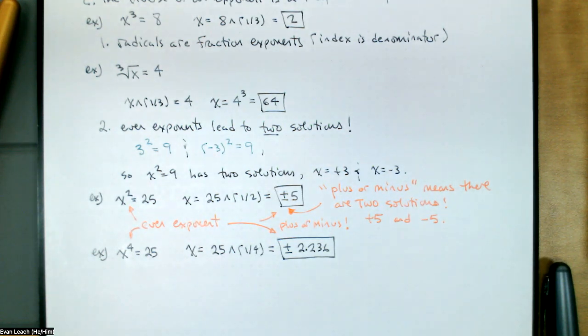Question? We wouldn't have a negative index. We could write a negative index, but we typically don't. We just put that in the denominator. So if it's a negative index, we're indicating a negative exponent. Negative exponents just indicate denominators.